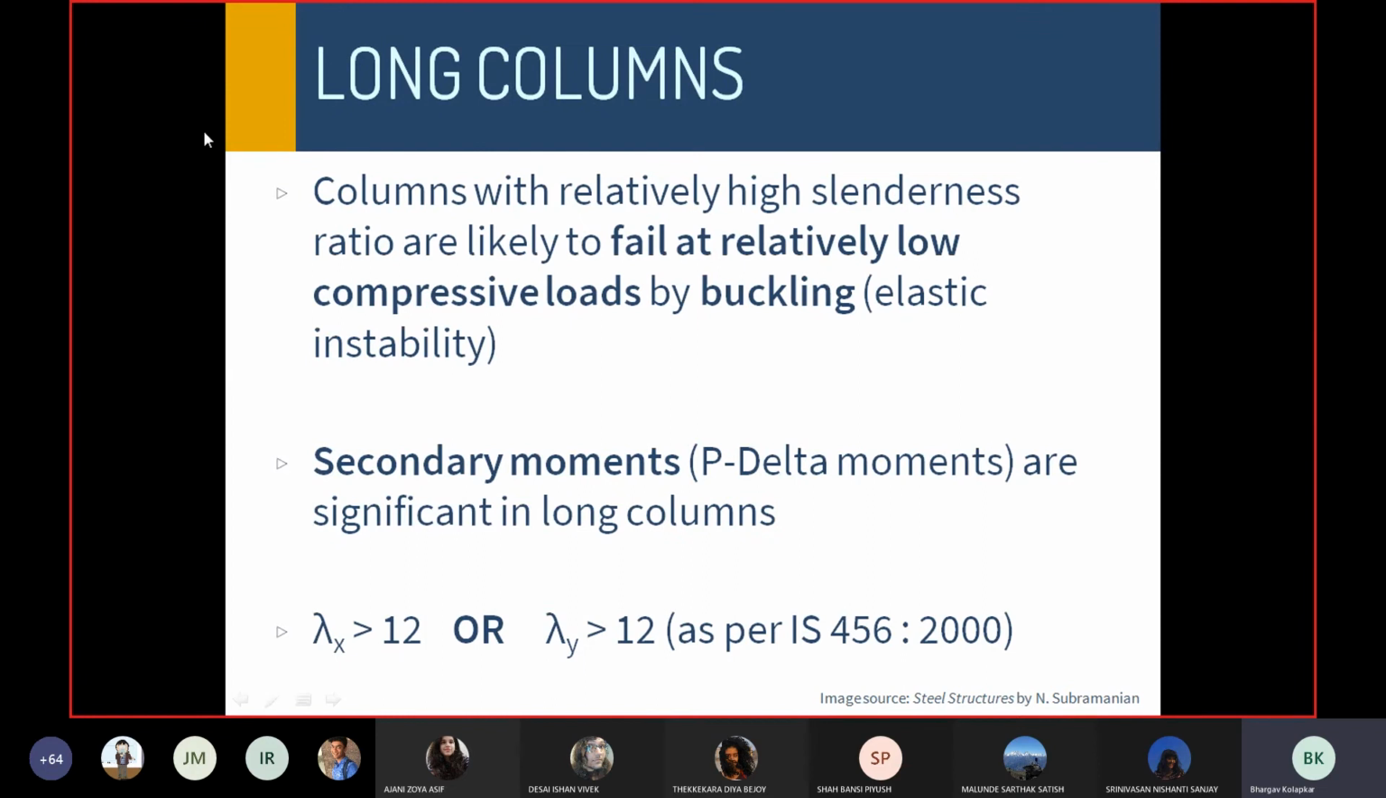In contrast to this, long columns with relatively high slenderness ratio are likely to fail at relatively low compressive loads by buckling and not by material failure. Point number two, secondary moments or P-delta moments are significant in long columns. And point number three, if the slenderness ratio lambda x or lambda y is greater than 12, then the column can be classified as long. Okay, point number one, failure occurs by buckling. Point number two, secondary moments are significant. Point number three, the slenderness ratio either about x or about y or both are greater than 12. Simple classification, short and long.